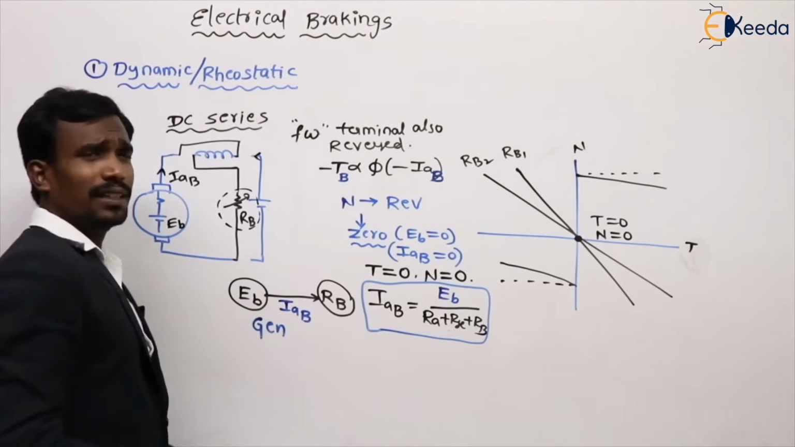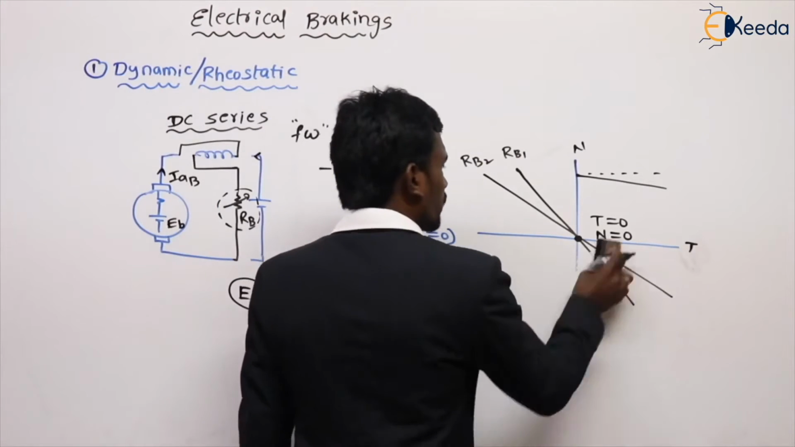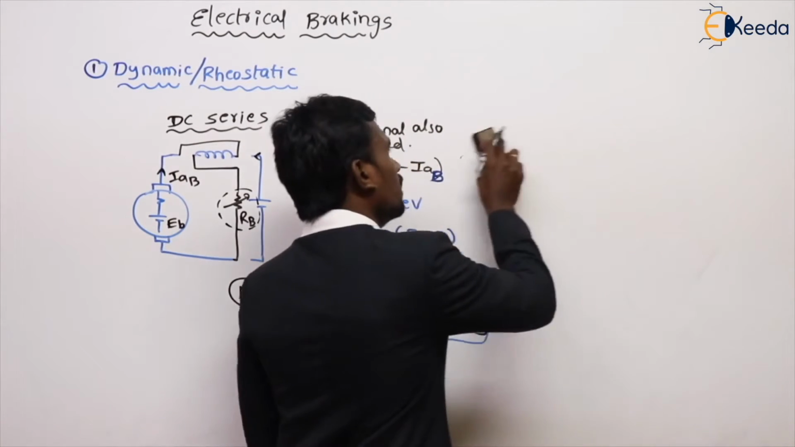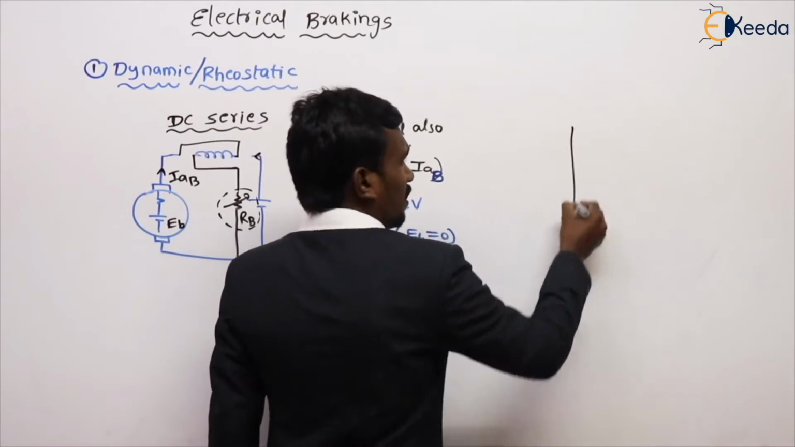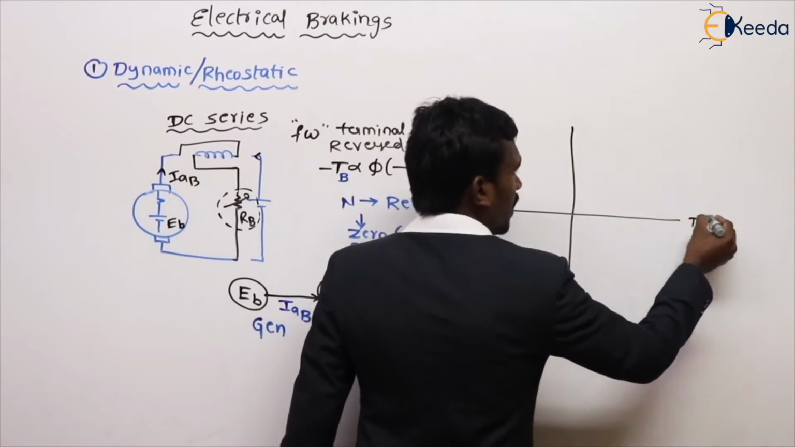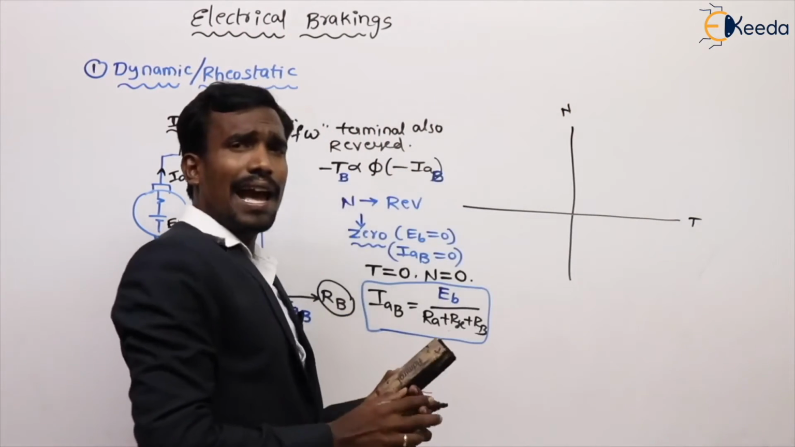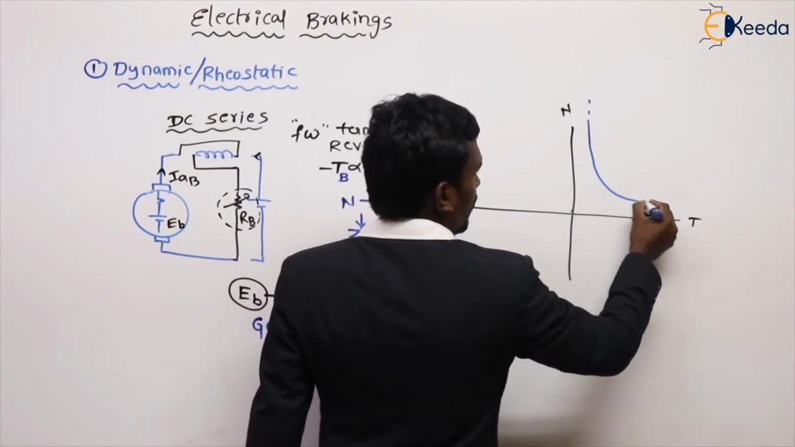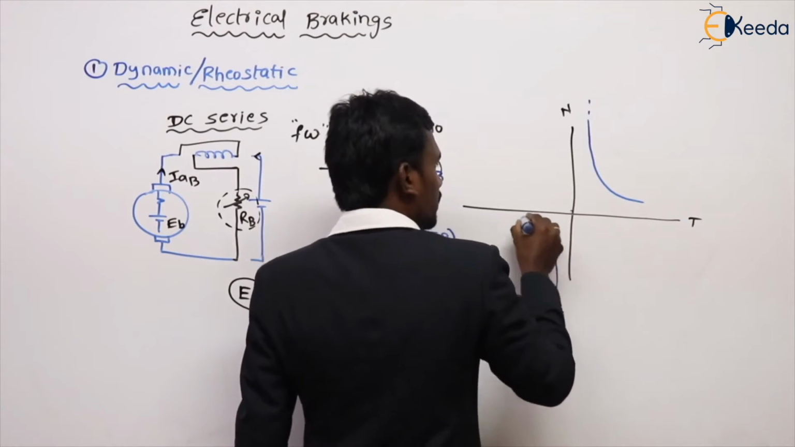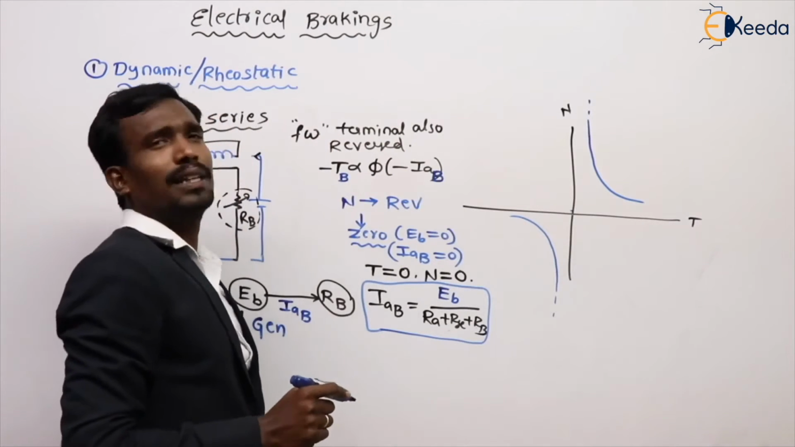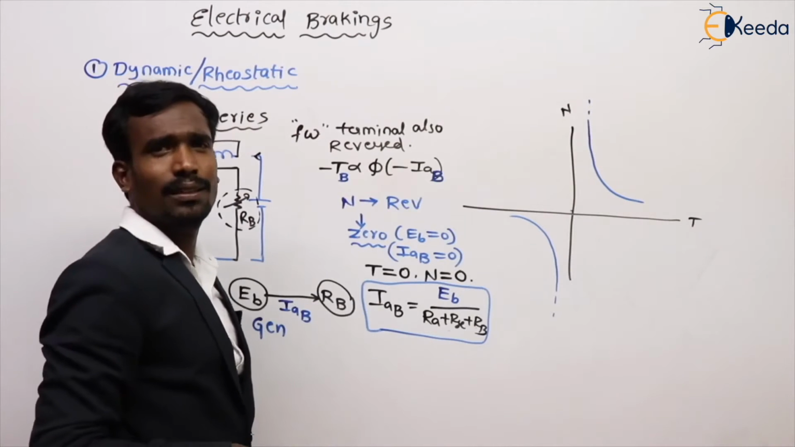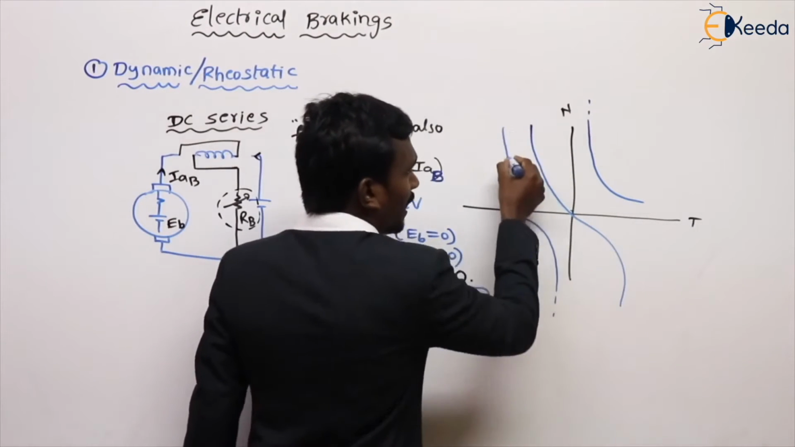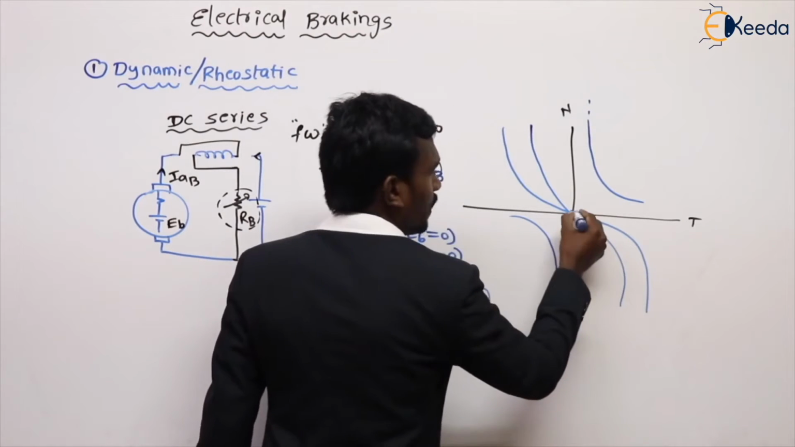Now, what are the characteristics? Actually, these are for the shunt motor, right? So, what are the characteristics for the series motor? Let's see here. This is for torque and speed. At this condition, the DC series motor characteristics are like these, in normal condition, motoring and reverse motoring. But at braking condition, the characteristics are like this.